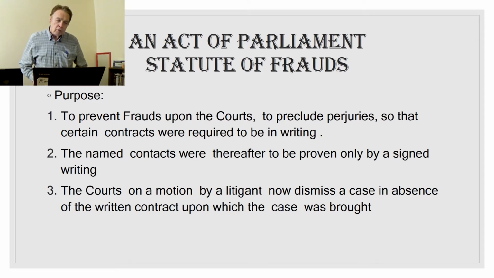And so this act was passed, and basically what it said is that certain named contracts, like a contract for a sale of an interest in land, had to be in writing. Basically it didn't say that exactly. It said that thereafter, in order to prove the existence of a contract for the sale of land, you had to have writing to prove it. So that was what it was, a signed writing. And so this was to prevent frauds on the court.